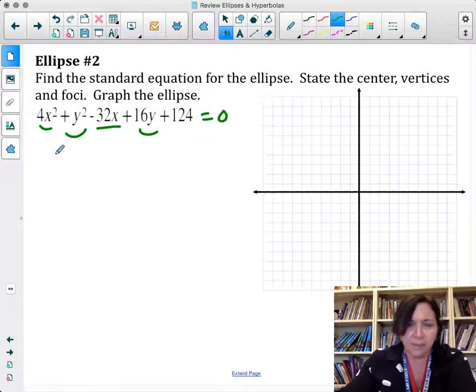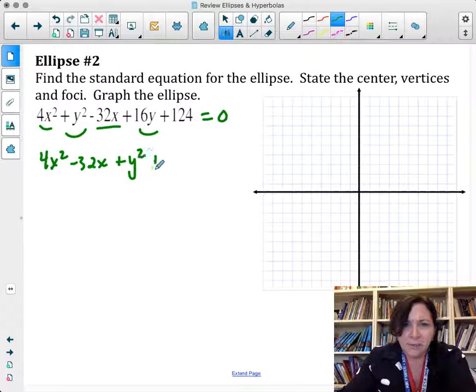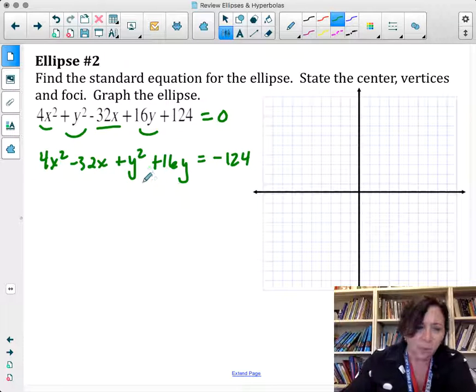So let's group our x's. We're going to have 4x squared minus 32x. I'm not leaving any space because I am going to rewrite this again. Plus y squared plus 16y, and I'm going to move that 124 over to the other side, so it equals negative 124.